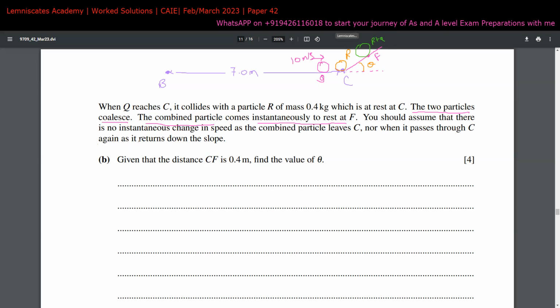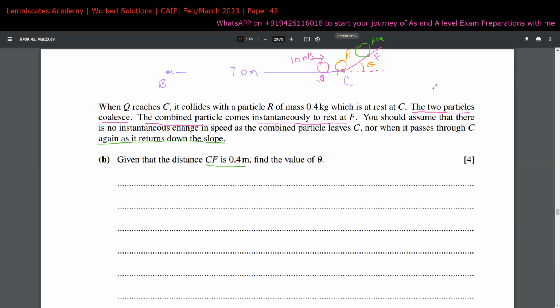So we know that once the velocity is zero, once it reaches the maximum height, obviously it will roll down because there is no friction to stop it. Because the speed is over, it cannot travel further upwards. And because of the slope, because of gravity, it's going to be pulled in that particular direction. Now in part B, it's given that the CF distance is 0.4 meters. We have to find out the value of theta.